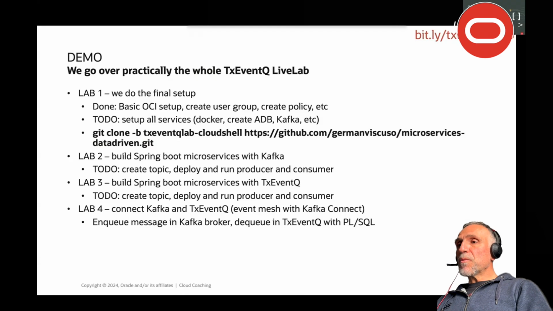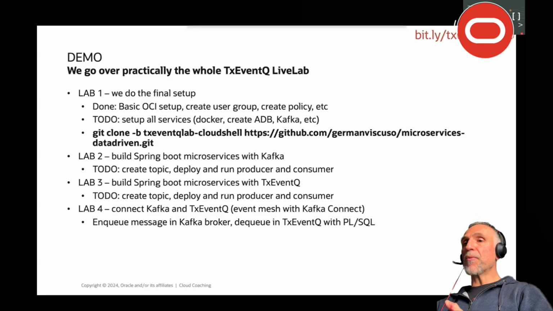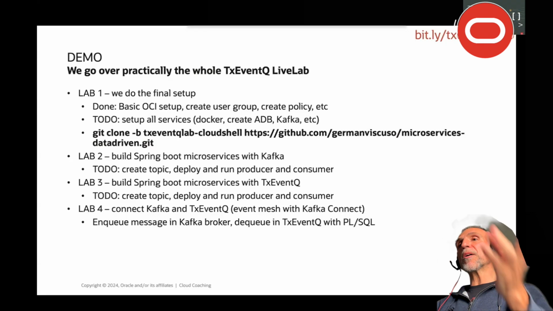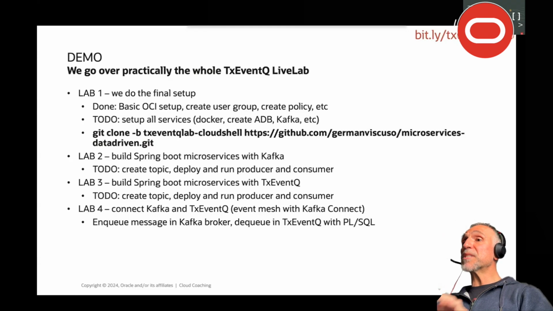We will do lab 2. We will build Spring Boot microservices with Kafka. So we will create a producer and a consumer. We will deploy them and we will launch them. And we will create a message. The producer will create a message, put it in a topic, and we will consume a message. And we will do all of this with Kafka, not with transactional event queues initially.